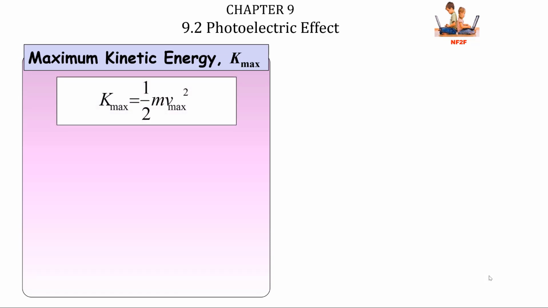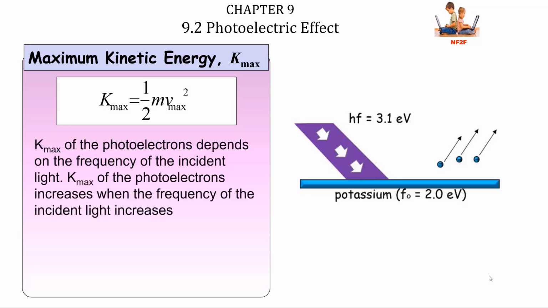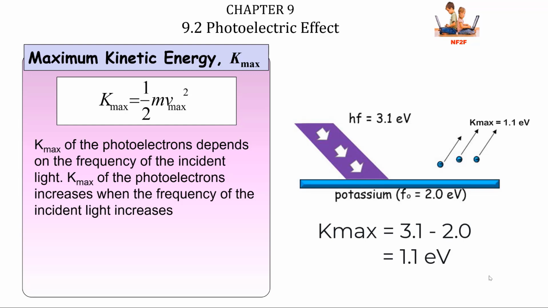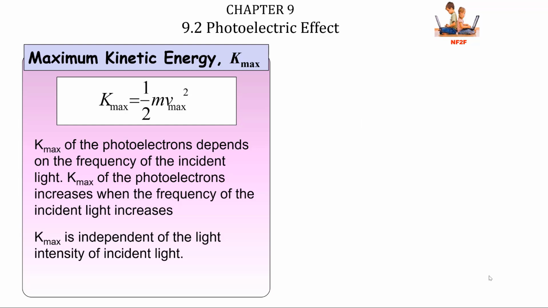Maximum kinetic energy Kmax equals half m v max squared. Kmax is basically the excess energy left to move the photoelectrons to get ejected after the light is able to overcome the work function of the metal. Thus, the magnitude of Kmax is directly proportional to the frequency of the photons. The higher the frequency, the more Kmax received by the photoelectrons. But Kmax is not affected by the intensity, or you can say the brightness, of the light.